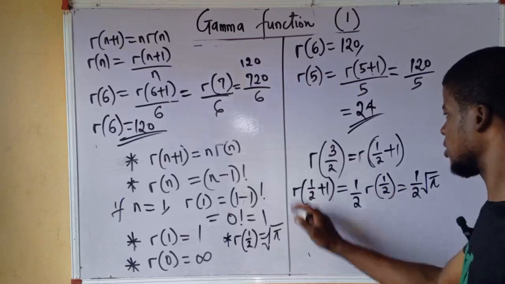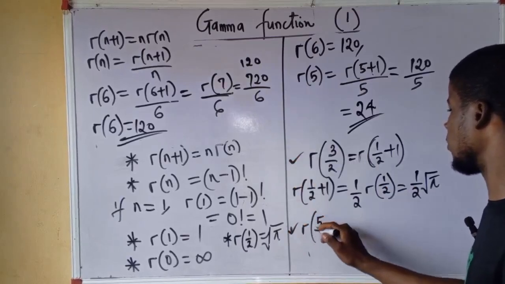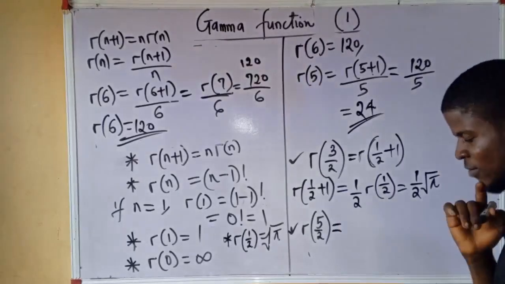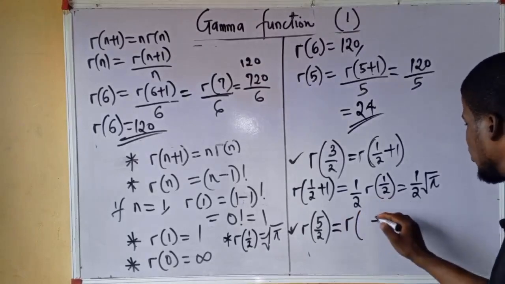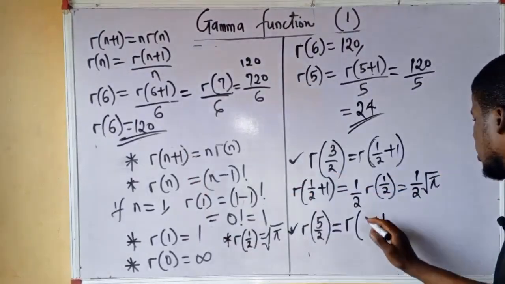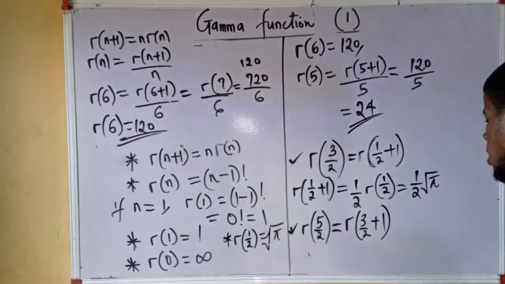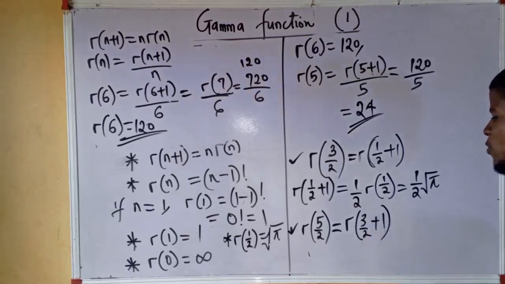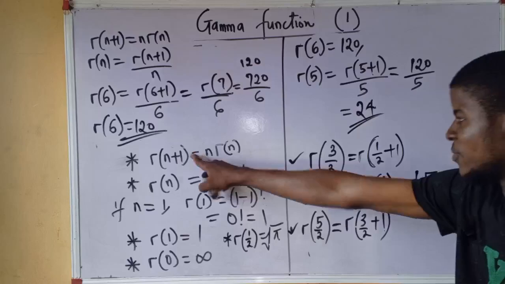So what is gamma of 5 over 2? It's simple. I can write gamma of 5 over 2 as gamma of something plus 1. I'm using this. I can write it as gamma of 3 over 2 plus 1, because 2 times 1 is 2, plus 3 is 5. What is gamma of 3 over 2? The same procedure here, using the same formula.